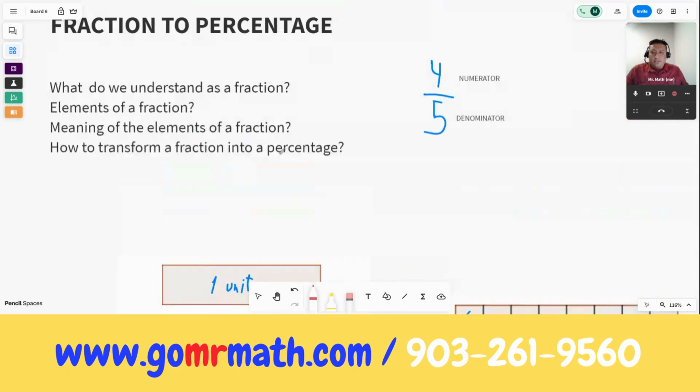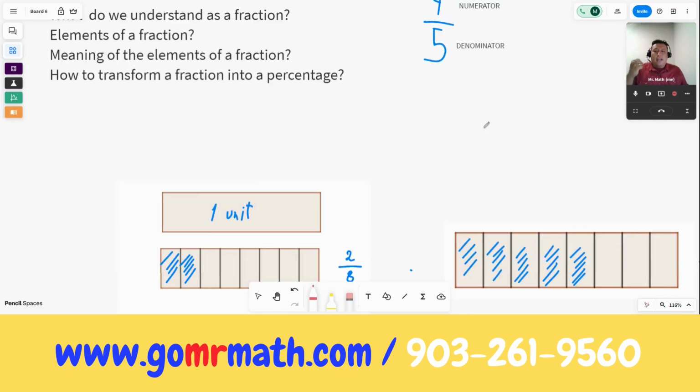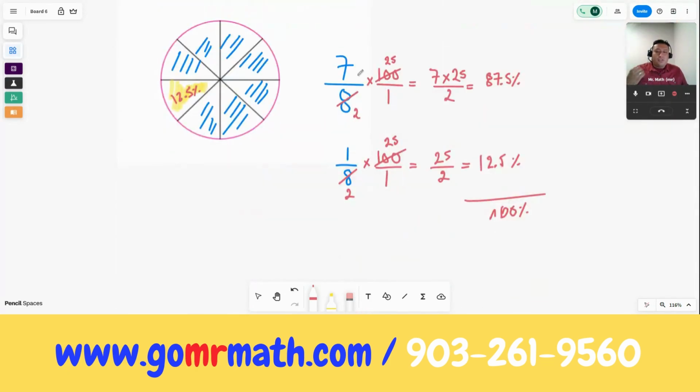Let's go back to our questions. Yes, we understand a fraction represents portions, the elements, numerator, denominator. What is the meaning? The denominator represents the parts that our unit was divided in. The numerator, how many parts were taken. And how to transform into a percentage, we just multiply the fraction times 100.